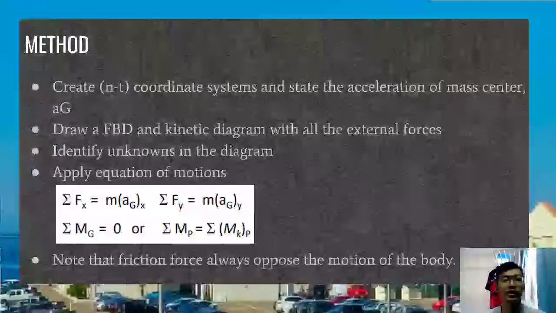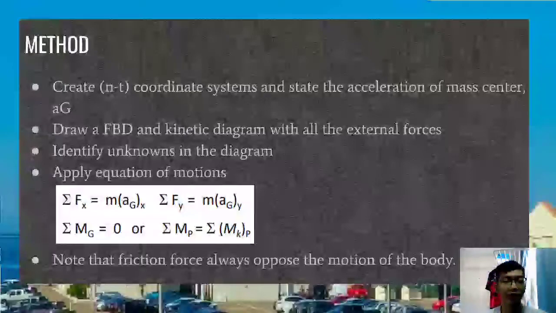Firstly, we need to create an inertial coordinate system and state the acceleration of the mass center, which is aG. Then, we need to draw a free body diagram and kinetic diagram with all the external forces. After that, we need to identify unknowns in the diagram, so we can plan how to solve our equations.